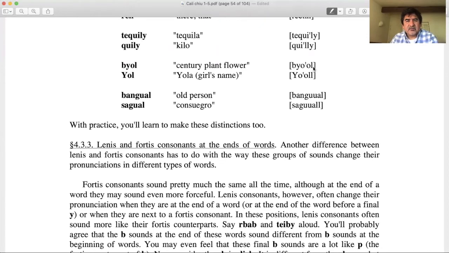Again, there's the 1L, 2L at the end of a word here. So century plant, we say it biol. One more time, biol. And Yola, it's a girl's name. Yol, biol, yol. If you hear that it's for yol, it seems to be something extra in that L, so that it is the long L sound.